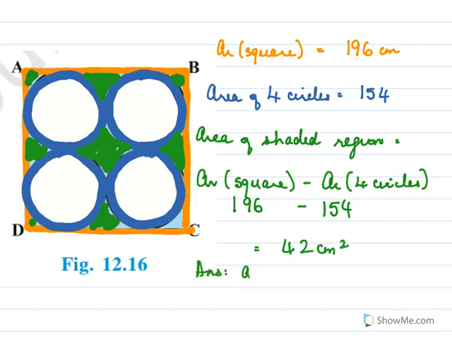So the answer, area of shaded region equal to 42 centimeter square.